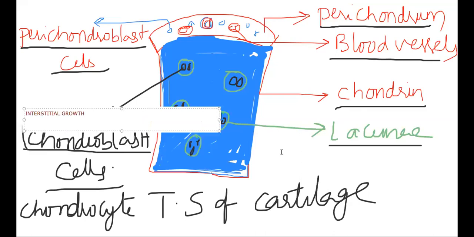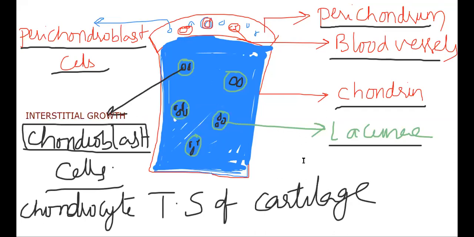This growth increases the size a little. Interstitial growth is the growth possible by the chondroblast cells. We don't have it in the syllabus, but the perichondroblast cells are also responsible for growth up to a certain age. If the perichondroblast cells are responsible for the growth, such growth is called oppositional growth.